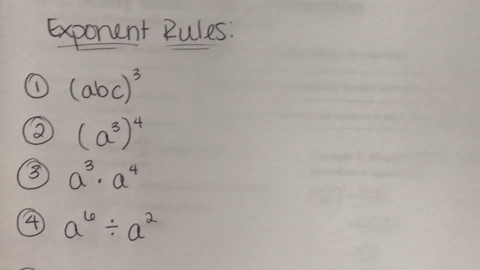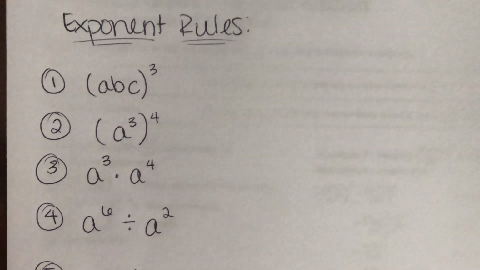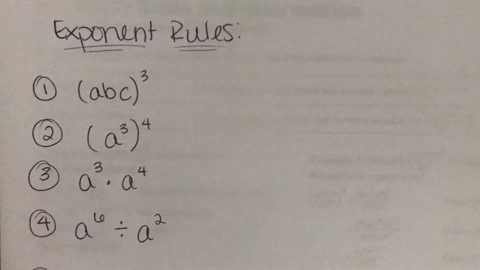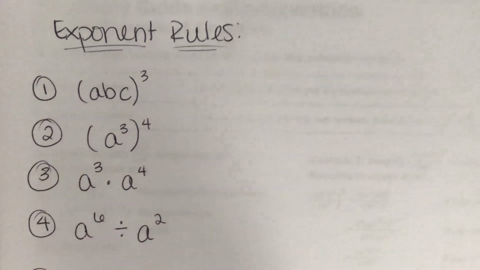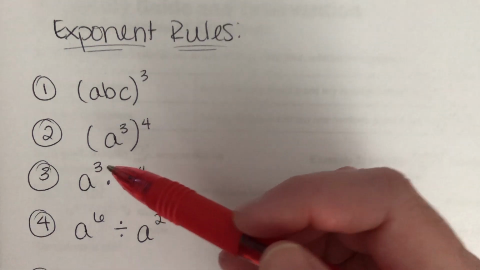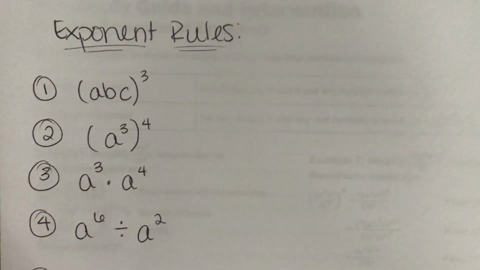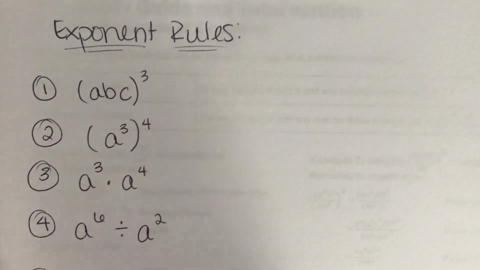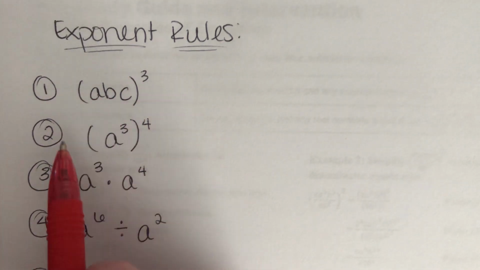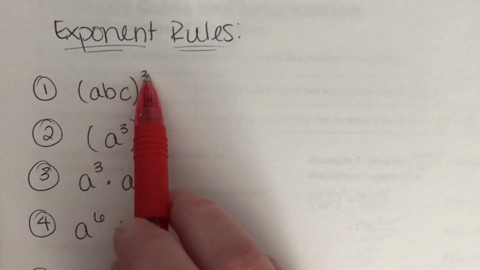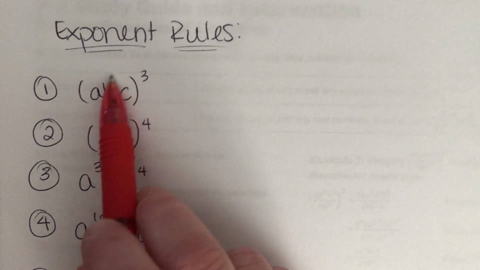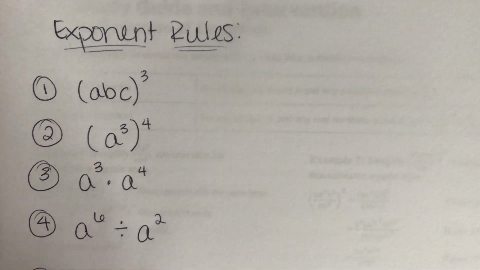But first, I wanted to go back and just review really quick the exponent rules we've already covered. We learned 3 different rules in the last lesson, so I don't know that they're in this order. One of them was, whenever you have multiple factors inside of parentheses and an exponent outside the parentheses, you want to distribute that exponent to each factor, right?